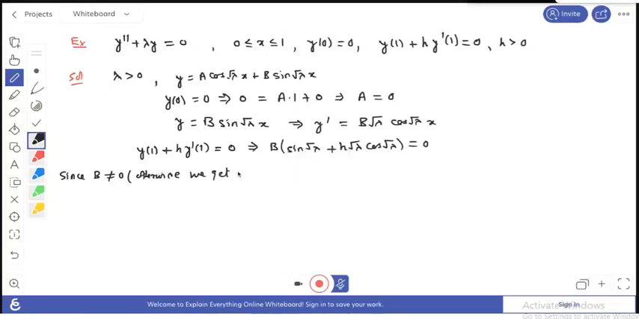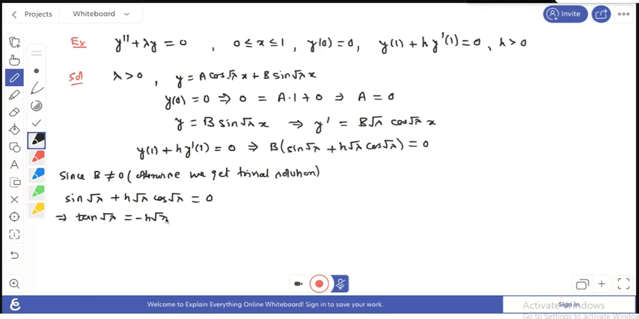We get this trivial solution. So here, if b is not equal to 0, then this equals 0. This means you have a sin(root lambda) plus h times root lambda cos(root lambda) equals 0. If you solve that, sin by cos equals tan, so this becomes tan(root lambda) equals minus h, and this is root lambda.